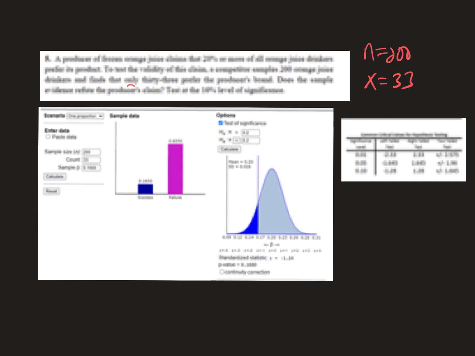So I'm going to write down my H1 and H0, and my claim. We're going to be the consumer group, or the competitor, and we're going to say that we don't think their claim is correct. So we're going to say that the true proportion of juice drinkers who like that other company's product is less than 20%. So the H1 will be the claim. Then I used the software to run the test, set up as a left-tailed test, and the test statistic I got was z equals negative 1.24.